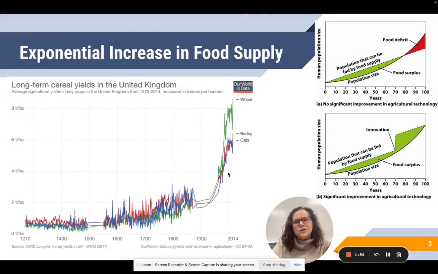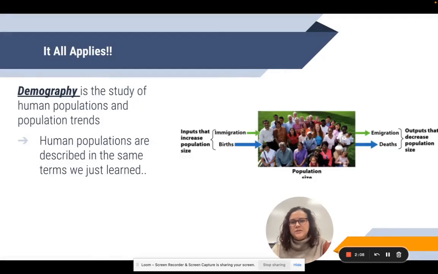And again, I showed you guys this in class. We're just seeing that if you look at our cereal yields, like how much of the barley, wheat, oats, those kind of things that we have put out, it has been increasing exponentially in recent years. And again, that's partly due to our technological advancements.